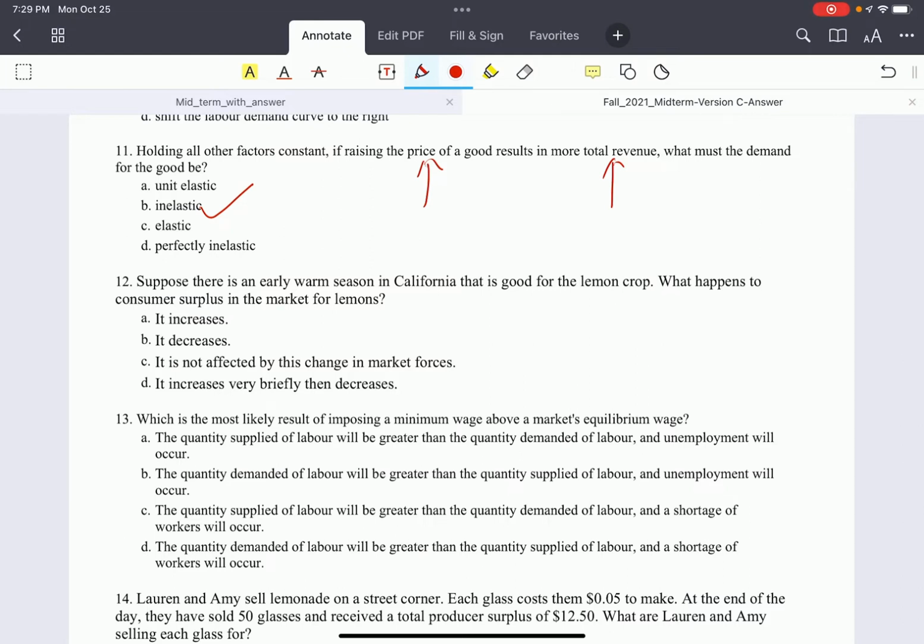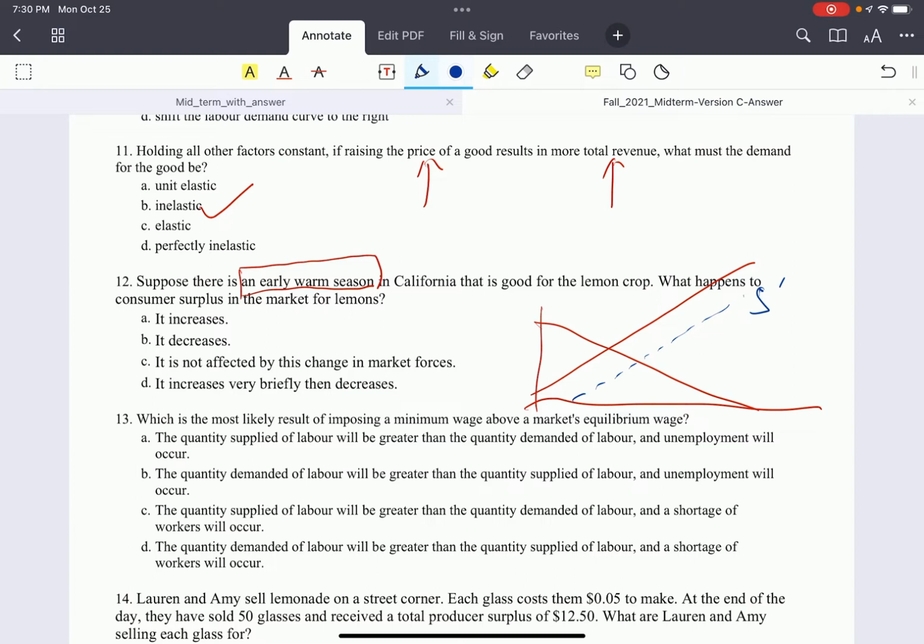Okay, 12. Suppose there is an early warm season in California that is good for the lemon crop. What happens to the consumer surplus in the market for lemons? So it says weather is good for lemons, which means supply should increase, right? So supply should shift to the right, and we will have a lower price. And we have learned from the lecture notes, if price is lower, then the consumer surplus should be higher. So we should choose A here.